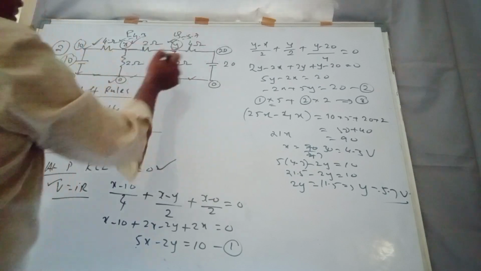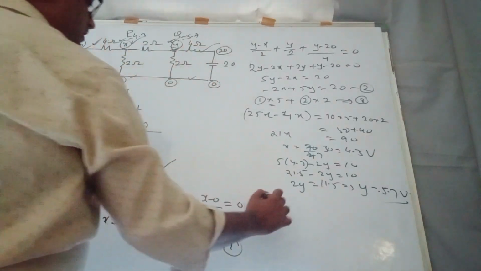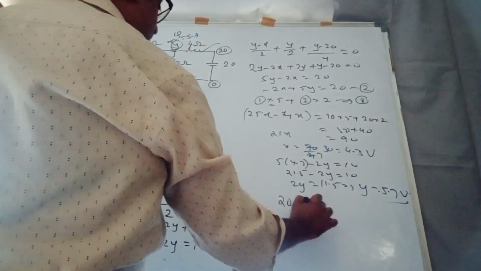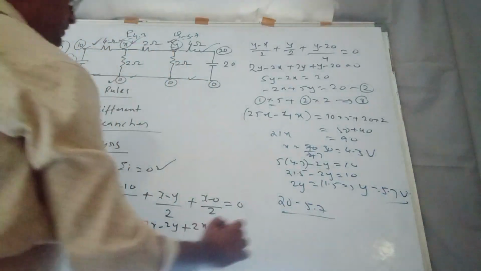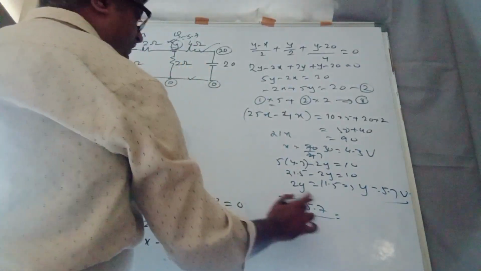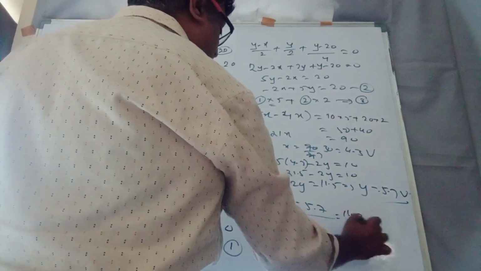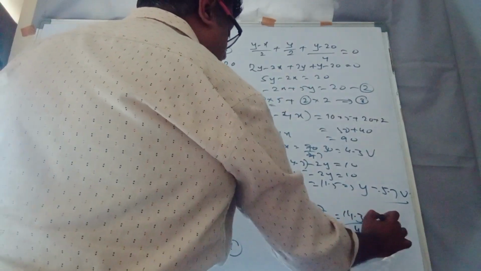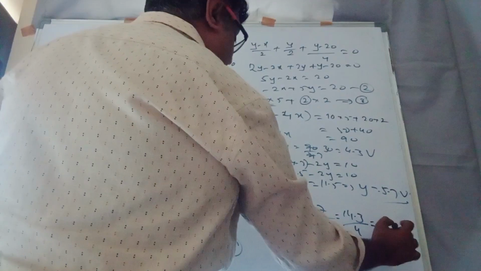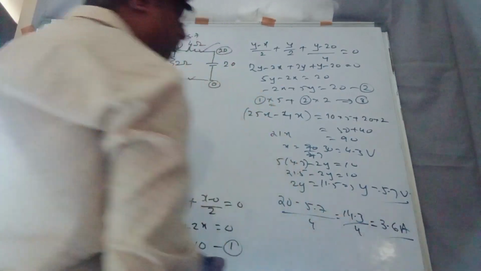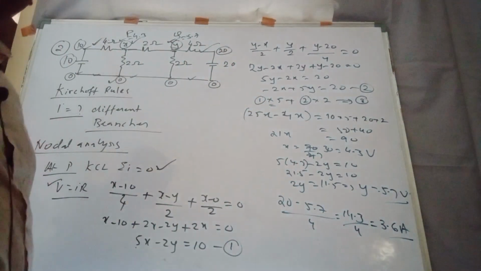So I can find any current in the branches. Suppose I want the current in this branch, it will be 20 minus 5.7, that is the potential difference, divided by the 4. So it is 14.3 divided by 4, which is approximately 3.6 amps. So this method sometimes gives us a faster answer.